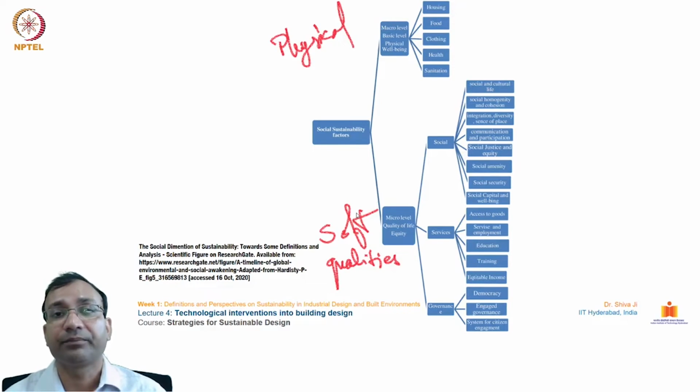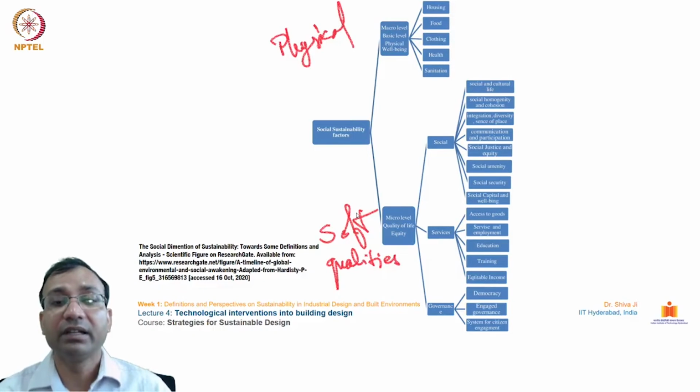for example equity. And in this one there are three bifurcations: social, services, and governance. In social there are social and cultural life, social homogeneity and cohesion, integration, diversity, and sense of place, communication and participation, social justice and equity, social amenity, social security, social capital and well-being. In the services part, access to goods, so that one has access to what he or she requires, service and employment, education, training, equitable income. And then the last one, governance, has factors of democracy, engaged governments, and systems of citizen engagement.